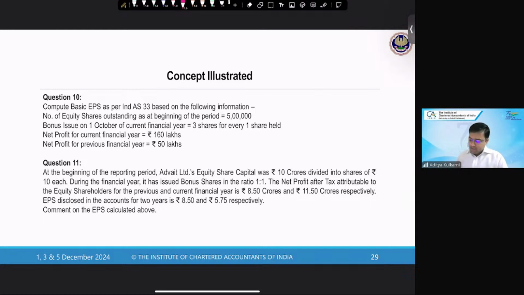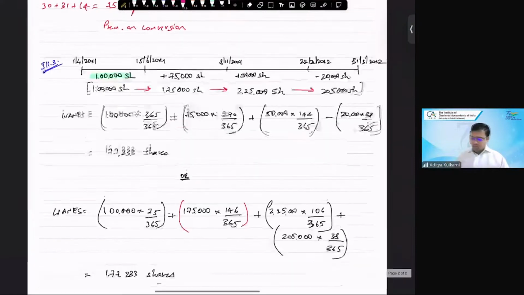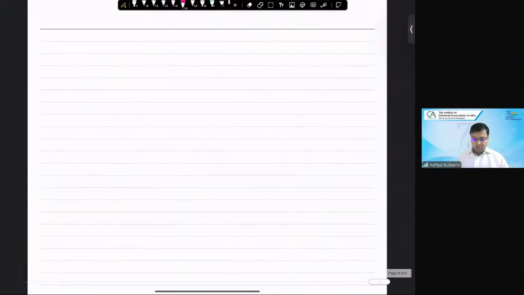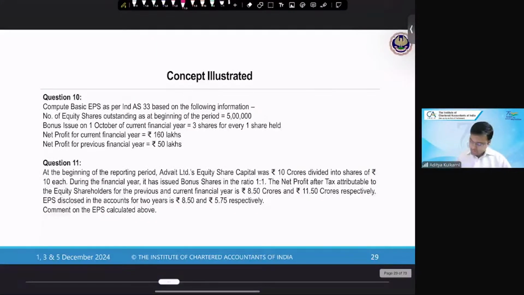Number of equity shares outstanding as at the beginning of the period, 5 lakhs. Bonus issue on 1st October of the current financial year, 3 shares for every 1 share held. Net profit for the current financial year is 160 lakhs. Net profit for the previous financial year is 50 lakhs. Okay. So this is question 10, right?